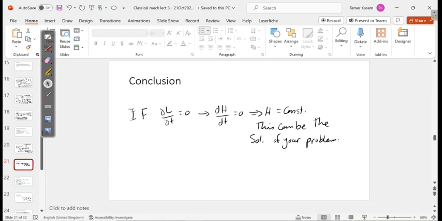Again, this is the conclusion. If partial L by partial t is equal to 0, then we have something called the constant of motion, which is the Hamiltonian. It is conserved. This is the conserved quantity.